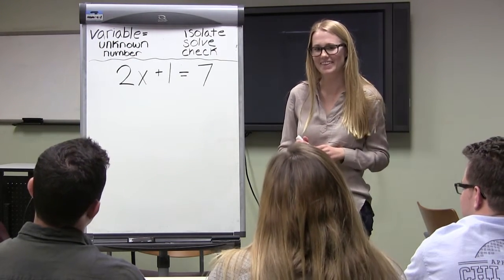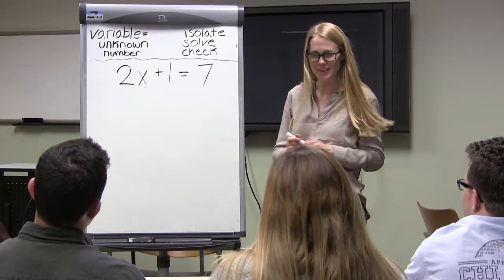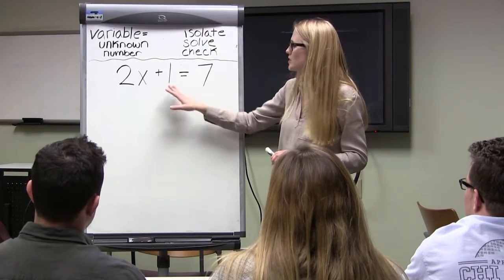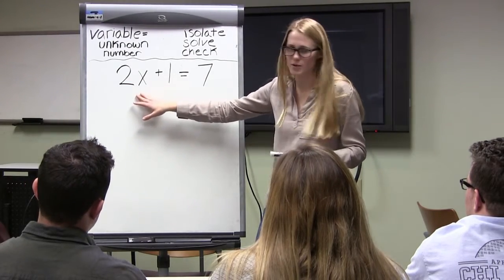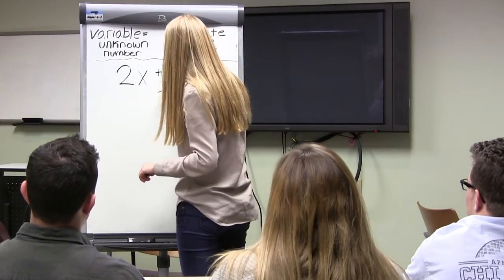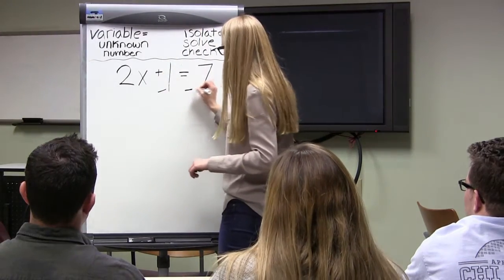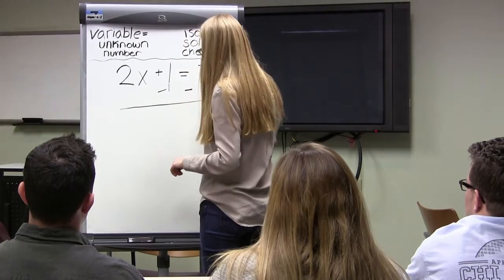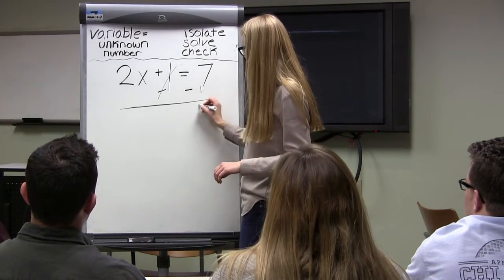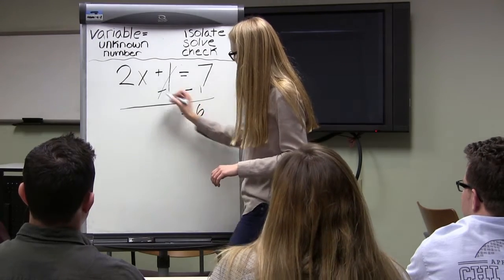Carly? Don't you subtract 1 from both sides? Correct. So since it's an equal sign, we have to do the same thing on both sides of the equation. And so to get rid of this, to isolate the 2x, we'll do the opposite of addition, which is subtraction. Minus 1. And you do it on both sides. So 1 minus 1 is 0. 7 minus 1? 6. Good job. And then you bring down the 2x.